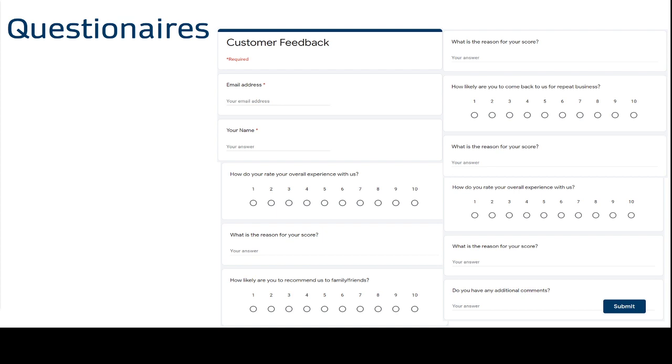So it depends on the questionnaire and what industry you're in as to whether they'll record names. Typically there'll probably be a small number of questions. The longer it is, the less likely people are to respond. There'll be quite generic questions. So this one's got, how do you rate your overall experience with us? And you can rate them out of 10 on a scale.